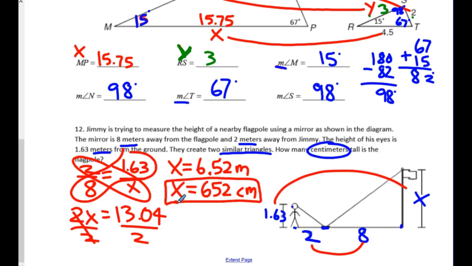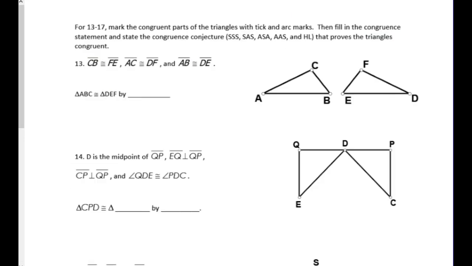So if you got 6.52, you were close. Just make sure you go all the way to the end. On the next page, we got 13 through 17.